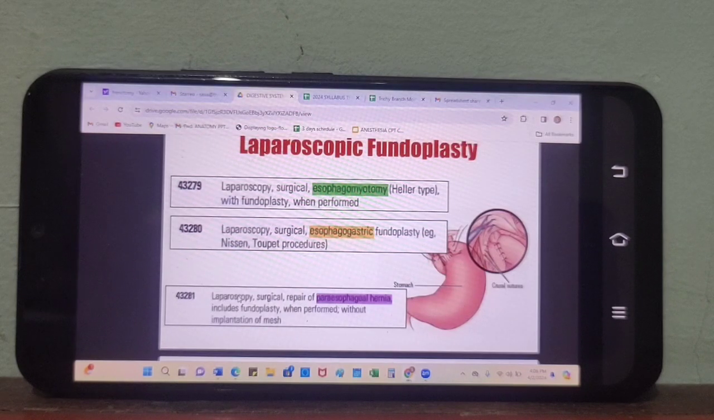Now, by using laparoscopy, the surgeon performs the procedure for paraesophageal hernia. For paraesophageal hernia, go for 43281. 43281 is for laparoscopic surgical repair of paraesophageal hernia. So according to the procedure, we have to select the appropriate code here.